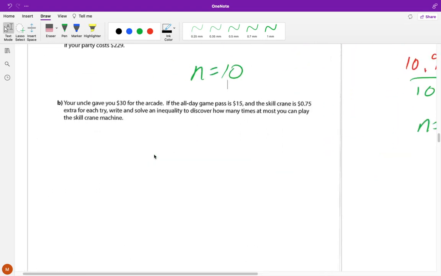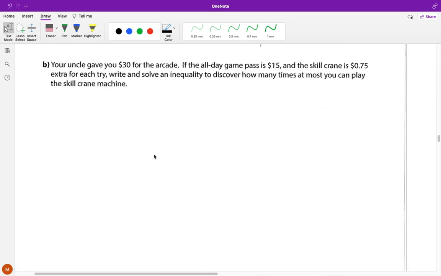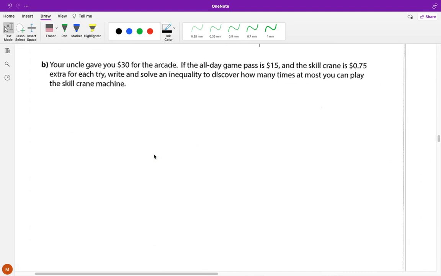All right, so for this last one, your uncle gave you $30 for the arcade. If the all-day game pass is 15 and skill crane is 0.75 for each extra try, write and solve an inequality to discover how many times at most you can play the skill crane. So the all-day pass, so the cost of it is $15, and then the crane is 0.75x for however many times you want to play it. And we know that your uncle gave you $30. So you can't spend more than that, but you can spend $30. So it's less than or equal to 30. So that's the inequality we would set up.